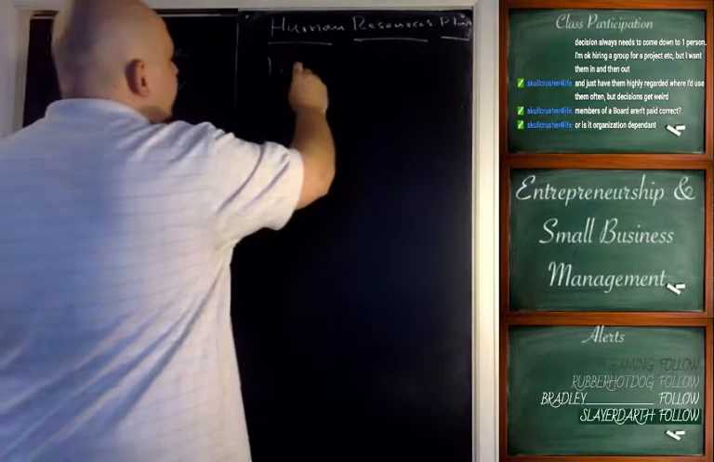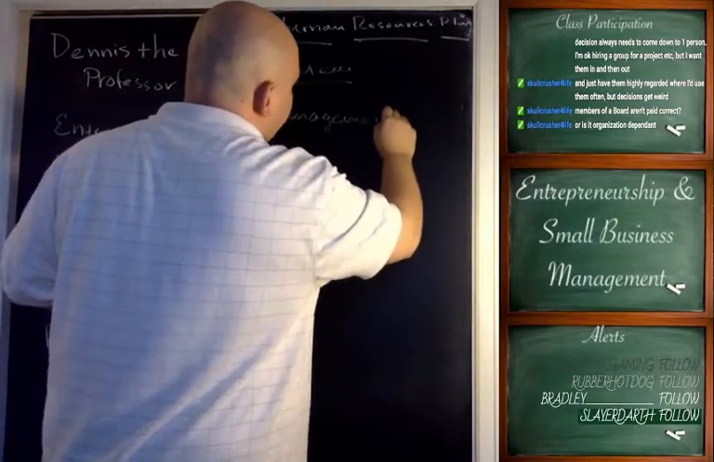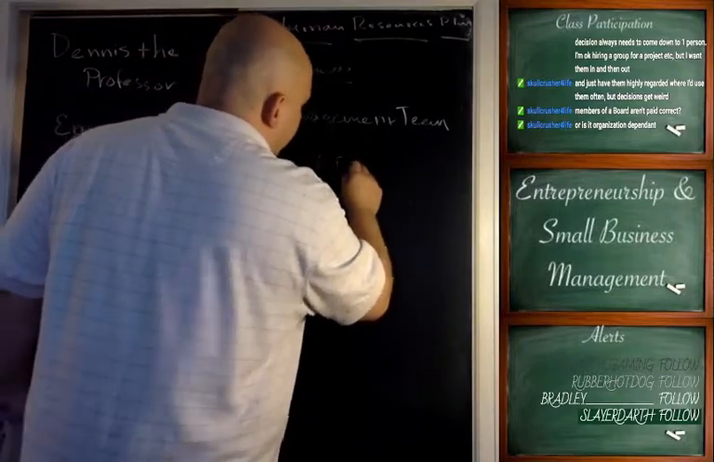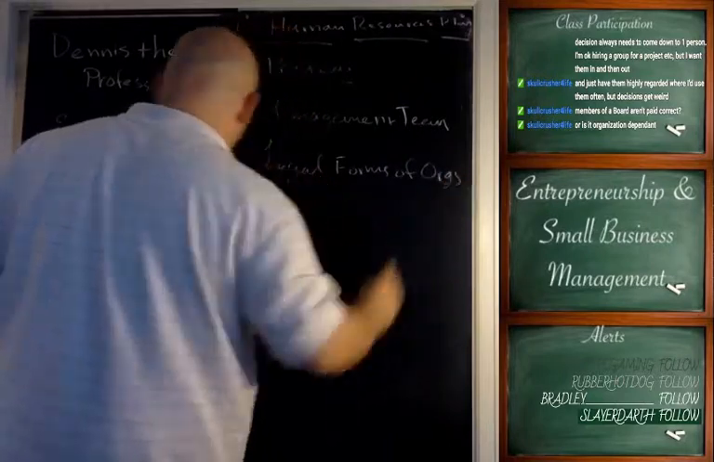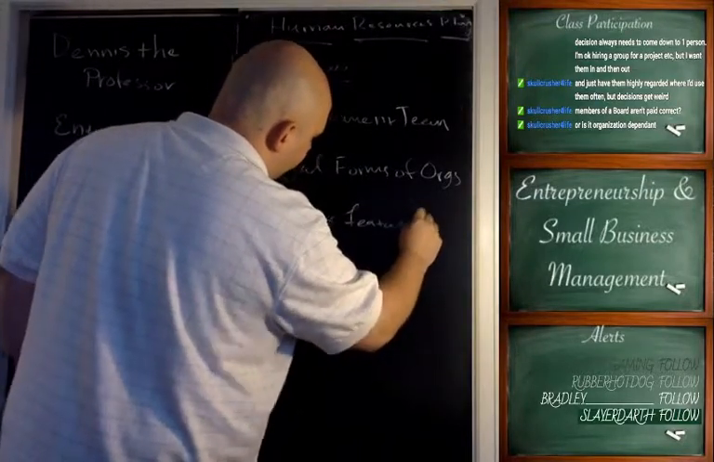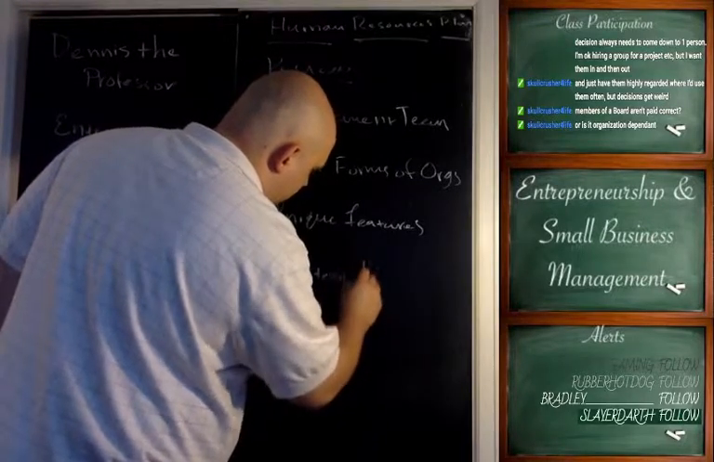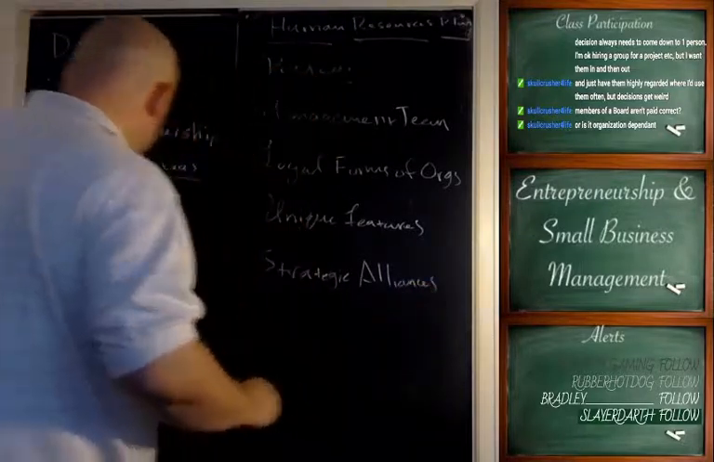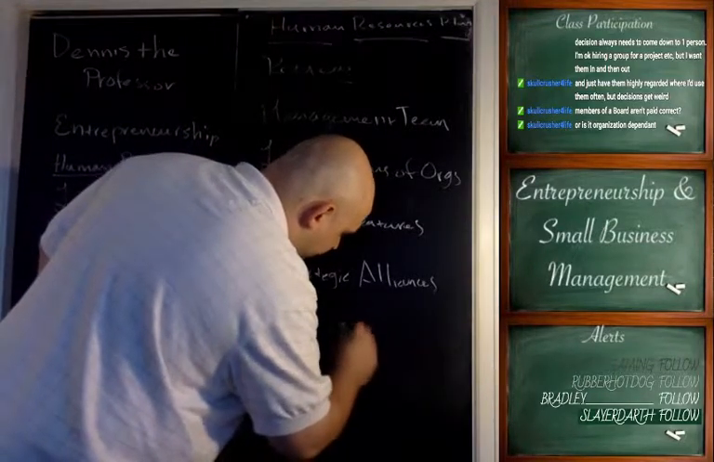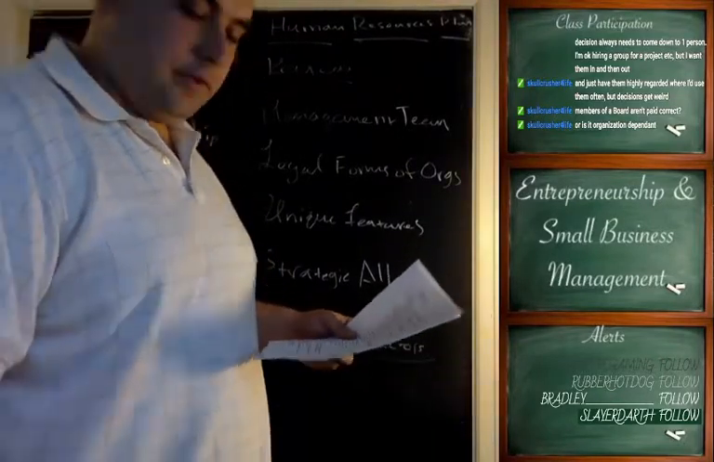And so just as a quick review of what we covered, right? We went over the management team characteristics. We went over the management team, who that comprises of, how you should find those people, what to think of. We talked about the legal forms of organizations and how to select amongst those forms, right? And their unique features is the way I have it listed in my notes. We also talked about strategic alliances. And finally, we talked about the board of directors, or the advisory council. All right. So that's what we had to cover for Human Resources.